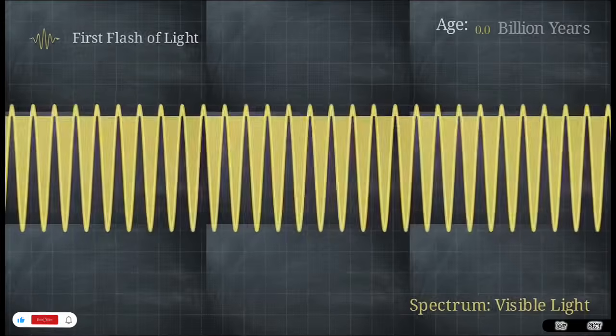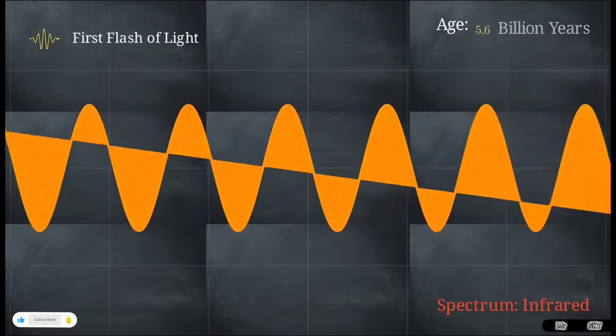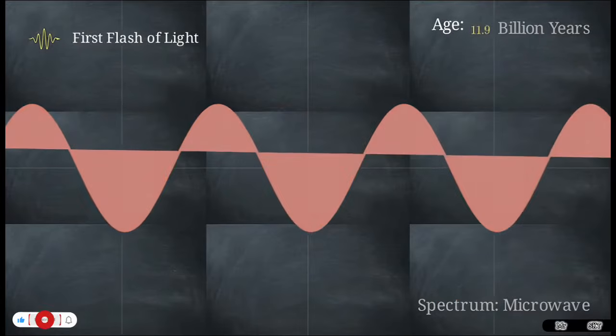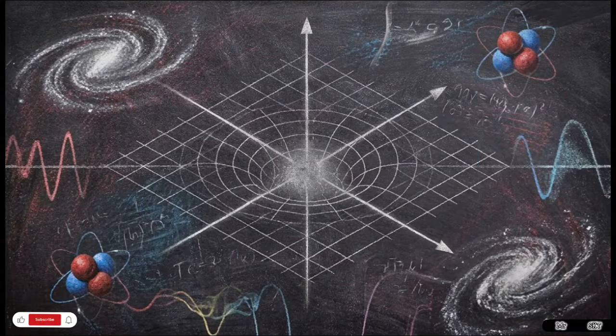As space expanded over 13.8 billion years, the wavelength of that first flash of light stretched, shifting from visible light into the microwave spectrum. Today, this residual glow permeates the entire cosmos.